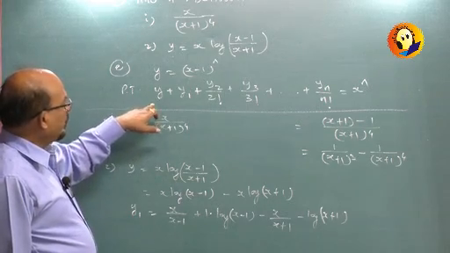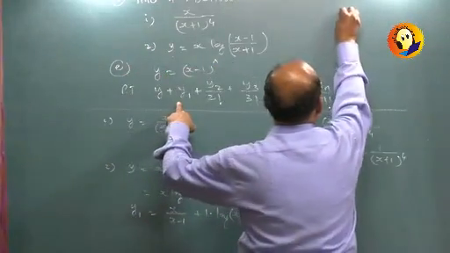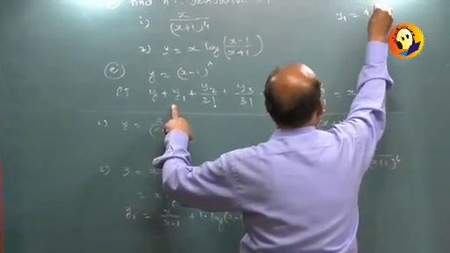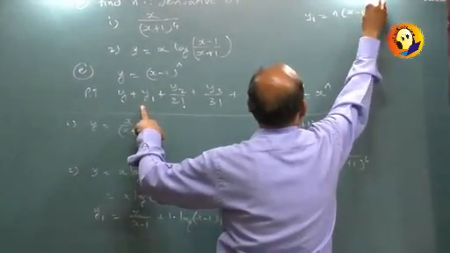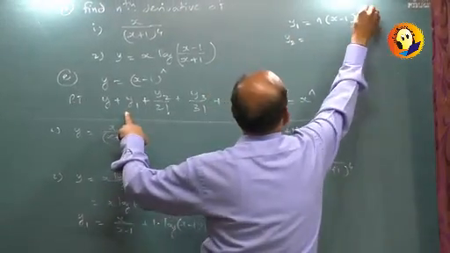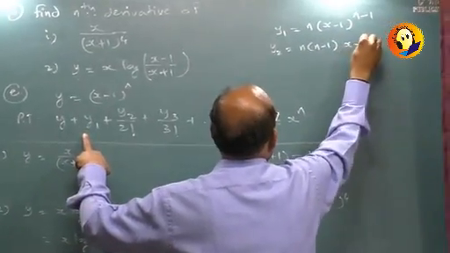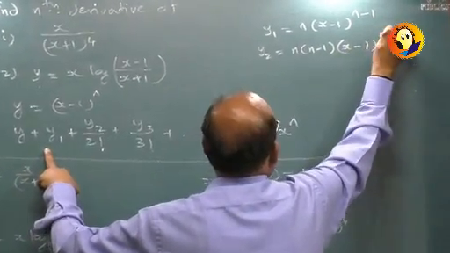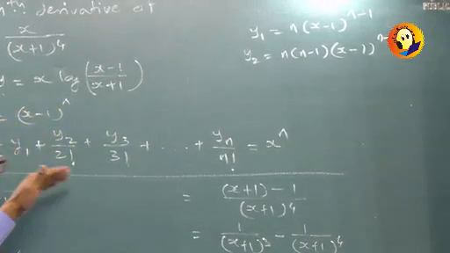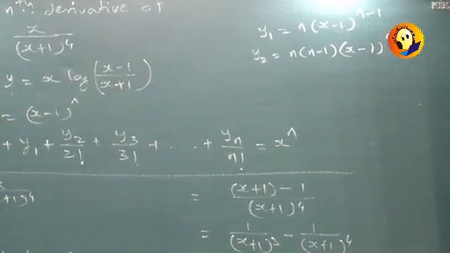And here y1 will come out to be n into (x minus 1) raised to n minus 1, and y2 will be n into (n minus 1) into (x minus 1) raised to n minus 2. If you just substitute, it is a binomial.